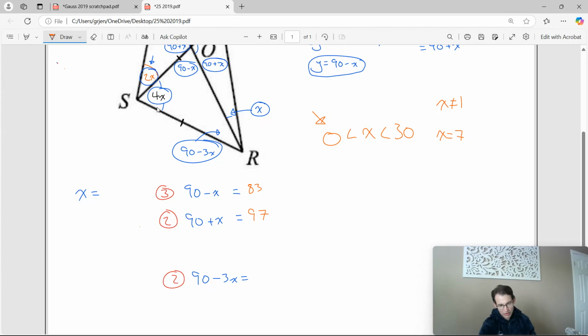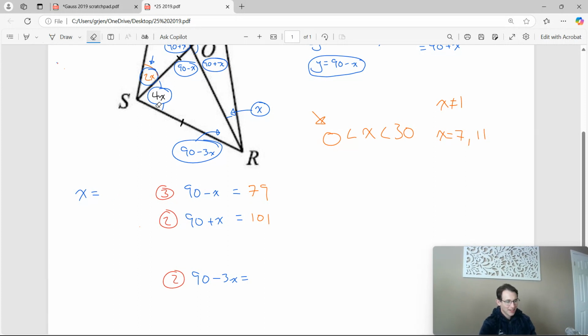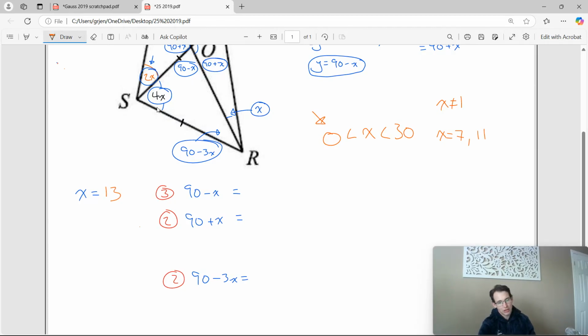Okay, so we've done 7. Let's try now 11. 90 minus 11 gives us 79. 90 plus 11 gives us 101. Yay, ding, ding, ding, ding, ding. Again, 6 prime angles. Isn't this fun? This is like a cool puzzle. 13. 90 minus 13 is 77. Didn't work.